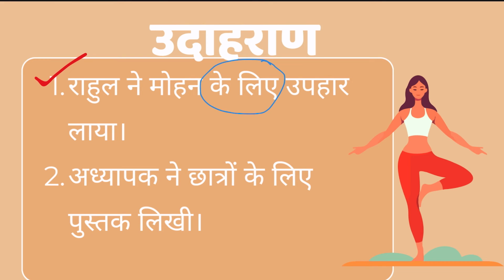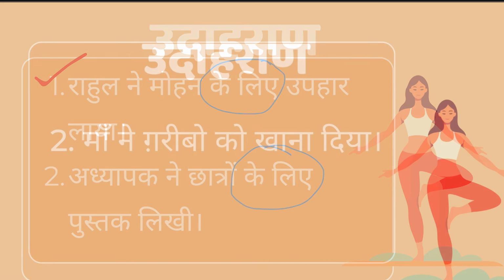Let's see the next example. अध्यापक ने छात्रों के लिए पुस्तक लिखी means teacher wrote the book for student. For the student. So we write के लिए.